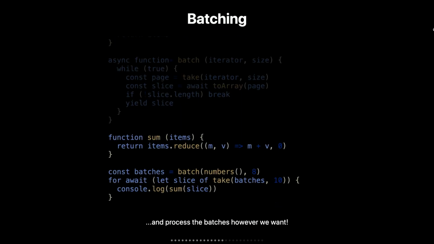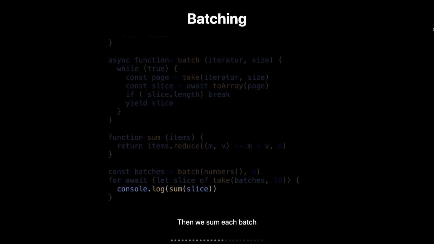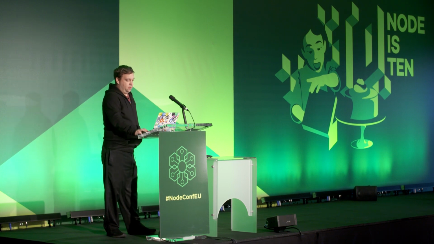And so we can do some kind of neat stuff here. That's this here, is getting batches of eight numbers, and takes 10 pages of these batches and then just sums each of them together. You can do fairly complex scenarios with that sort of thing. So I'll get into some of the pitfalls now.